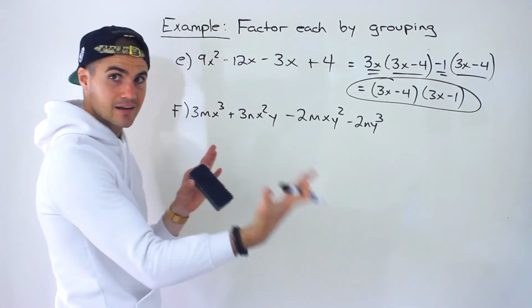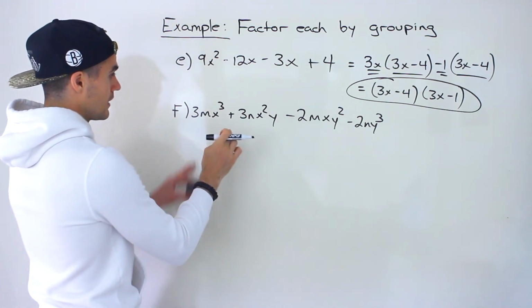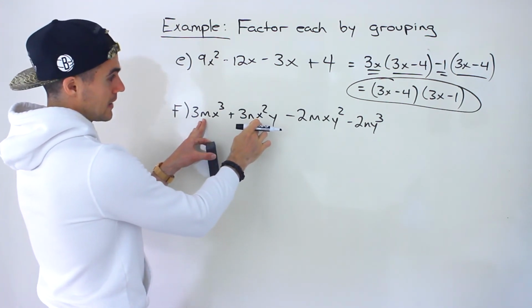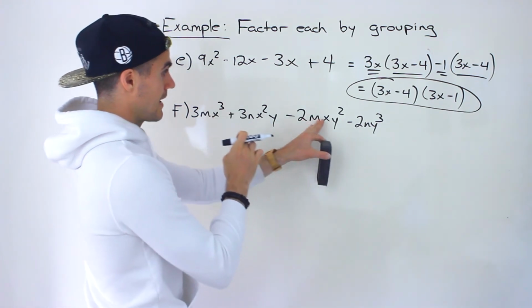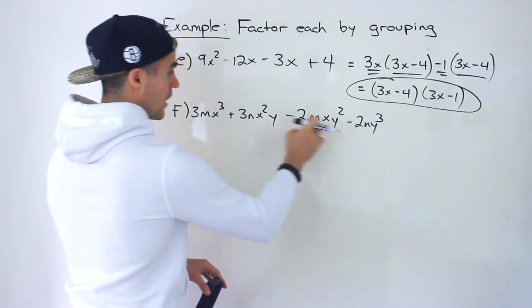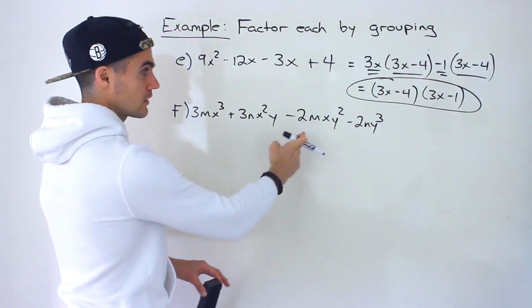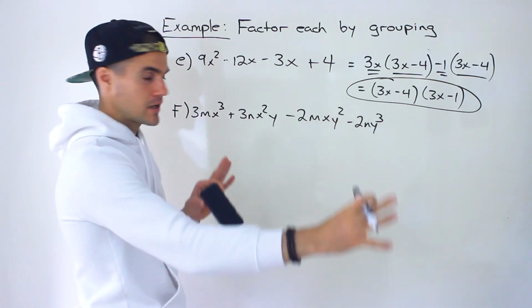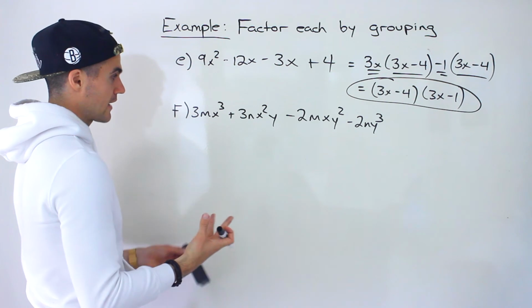First off, can we take anything out initially? 3, 3, 2, 2. No. We have an M here. There's no M here, so can't do that. We have an X, X, X, but no X over here. Then we have a Y, Y, Y, no Y over here. We have an N, but no N over here. So there's nothing that's common in all of the factors. So now we can go into the factoring by grouping.